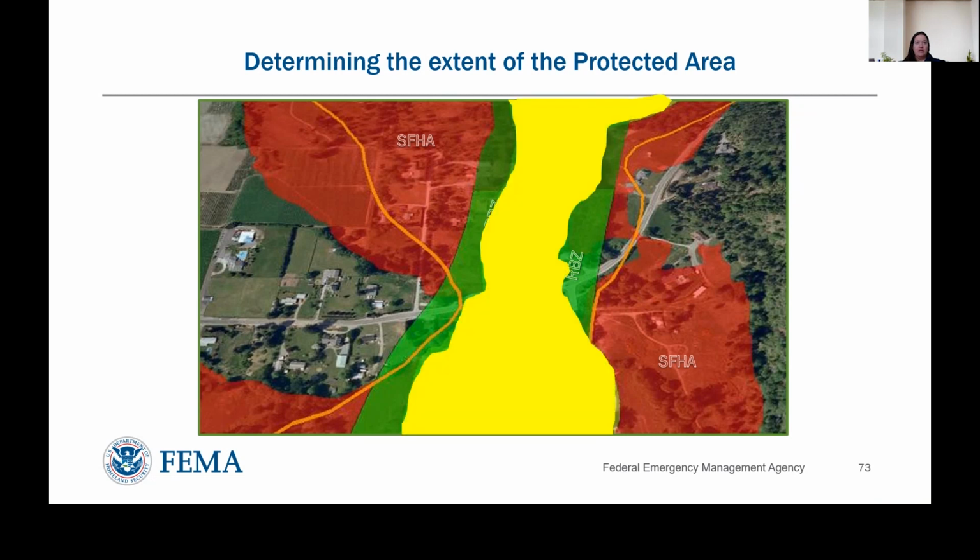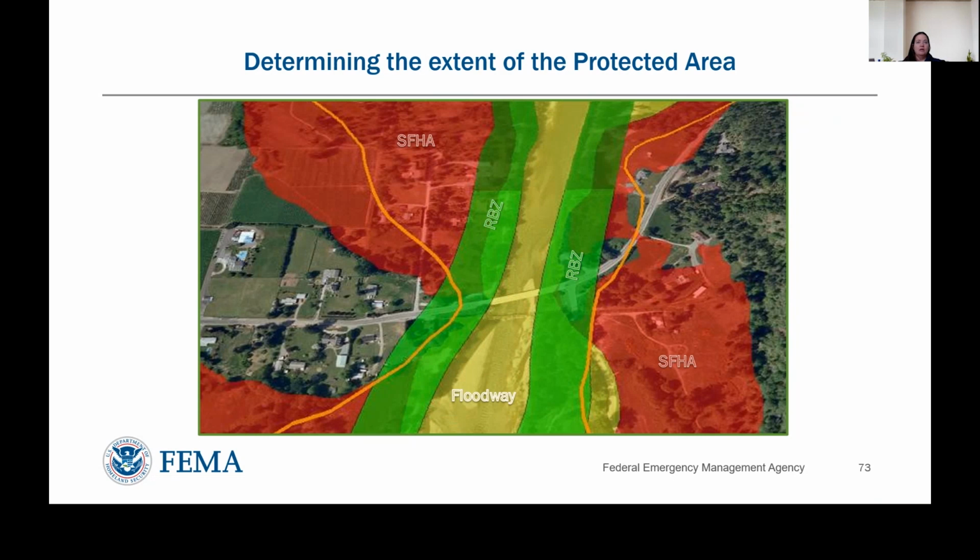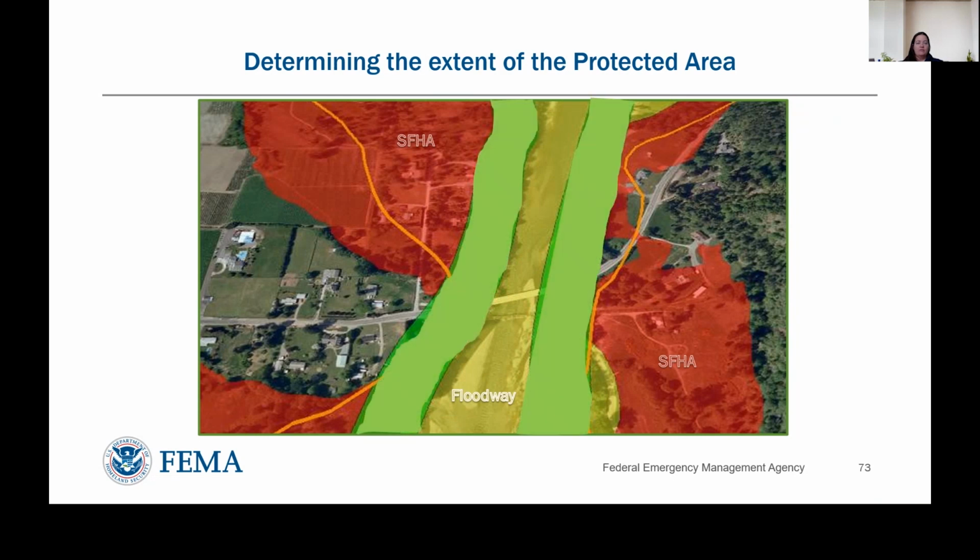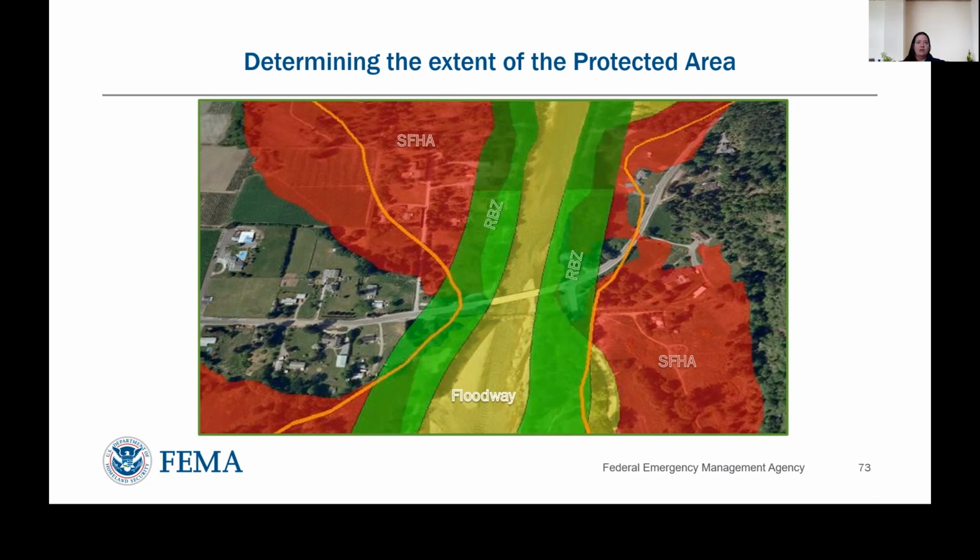So we have the floodway, which is this big yellow blob underneath everything. We have the riparian buffer zone, the RBZ, which is defined by those two green stripes. And then those two orange lines are the outside of the channel migration zone plus 50 feet. So those are our three areas superimposed on top of the special flood hazard area, which is the giant red blob behind.